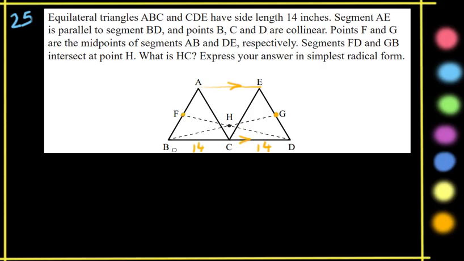And now it asks us what the height is, HC. So this is our goal, to find this length from H to C, and it wants to know what it is in simplest radical form. So the first thing to notice is that H is directly above C because of the symmetry here. This is going to have the same slope going up as this one has going down, so this is going to be an isosceles triangle, and so this is going to be straight up and down. So H is directly above C.